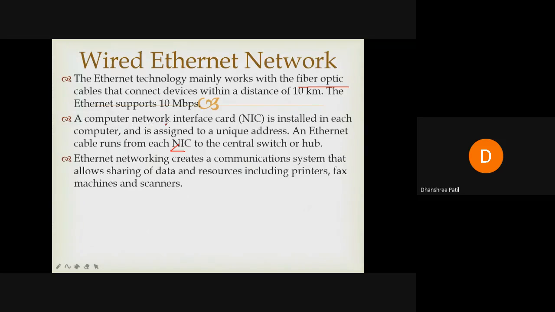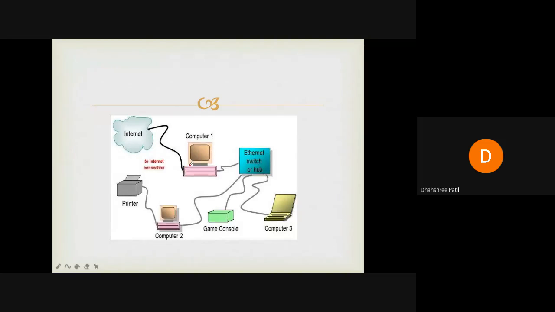See here, every computer has a NIC card installed. Ethernet cables run from this NIC card to the central switch or the hub. So you can see here computer 1, 3 and 2. These are different computers and they are connected to one switch or hub. This is called an Ethernet. Every computer has one card, and through that this LAN network or Ethernet works.